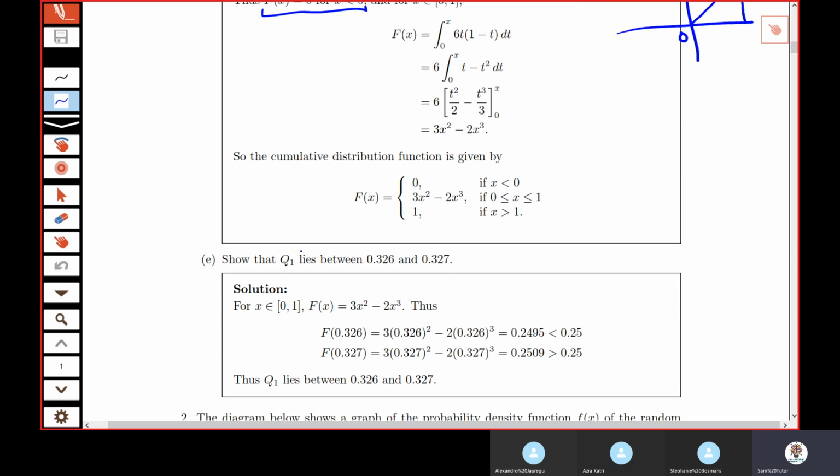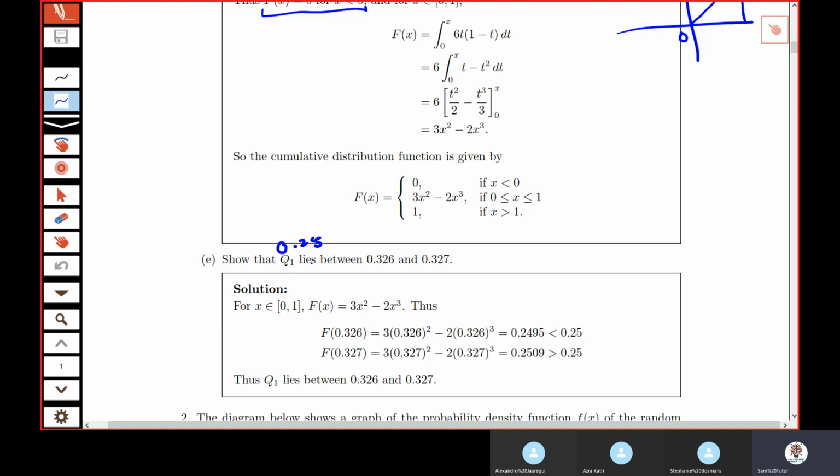Show that Q1, which is 0.25, lies between 0.326 and 0.327. Well, now you already know what F of x is. F of x is already this, so you're just going to sub it in. At 0.326, what does it give you? It gives you 0.2495. And at 0.327, sub it in, you get a probability of 0.2509. So Q1 lies there.